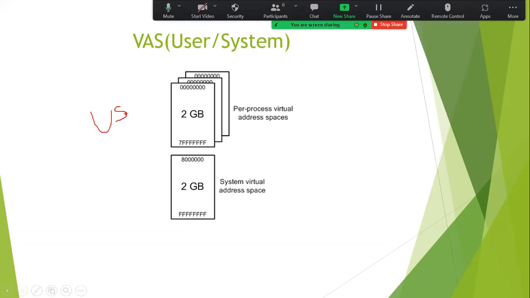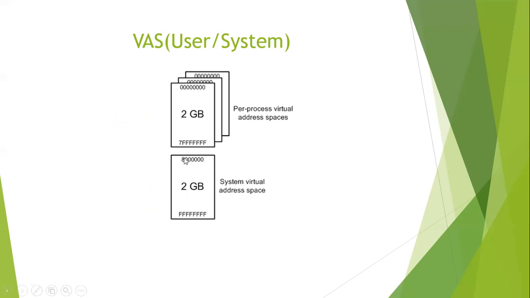In that 4 GB, 2 GB is for user mode and 2 GB is for kernel. This is 32-bit. So this is user mode and this is kernel mode. We have 2 GB for the user mode virtual address space, and 2 GB for the system, or you can consider it the kernel.